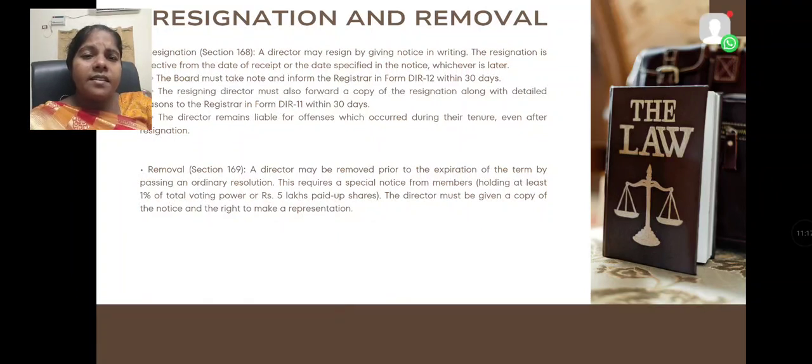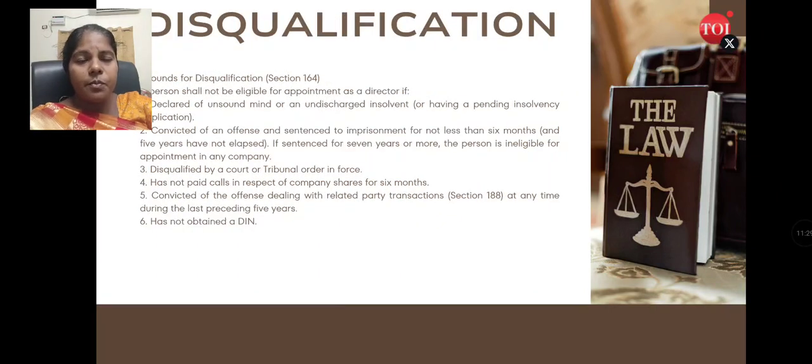And when will the director be removed? The director would be removed after his term is over, that is after 5 years, he will be removed from his position. Next, disqualification. When would the director be disqualified?